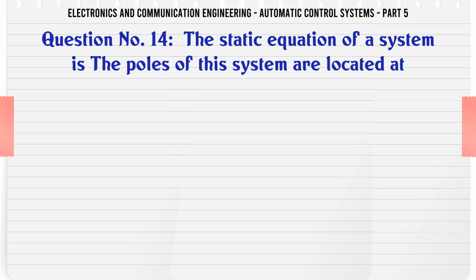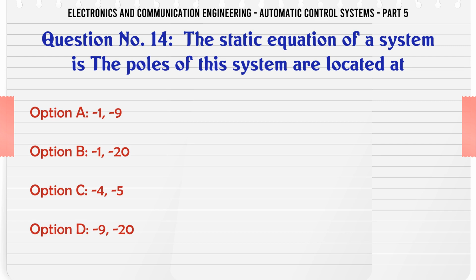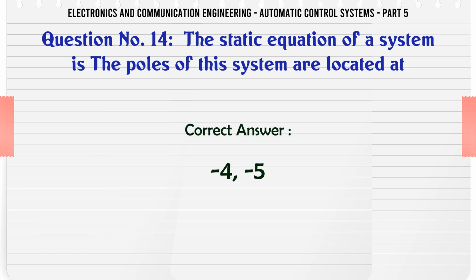The static equation of a system is given. The poles of this system are located at A. 19, B. 120, C. 45, D. 920. The correct answer is 45.